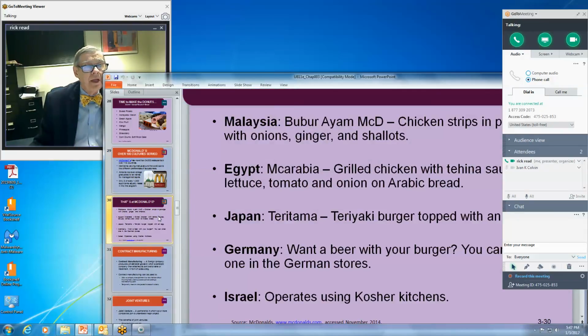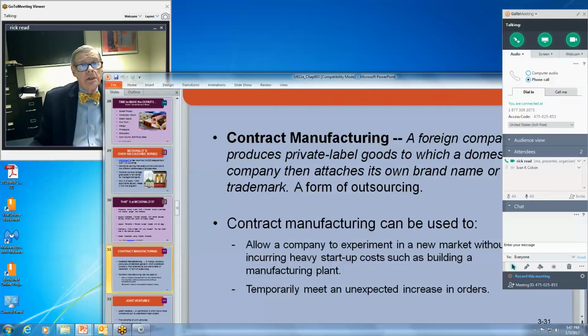Now, this is just different things that McDonald's does for the country in which it's doing business. Contract manufacturing. Here, a foreign company produces private label goods for the domestic company, and then the domestic company attaches this label to them. It is a form of outsourcing. It allows a company, in some cases, to experiment with a new product in a new market without incurring heavy startup costs, and to temporarily meet unexpected increases in orders.